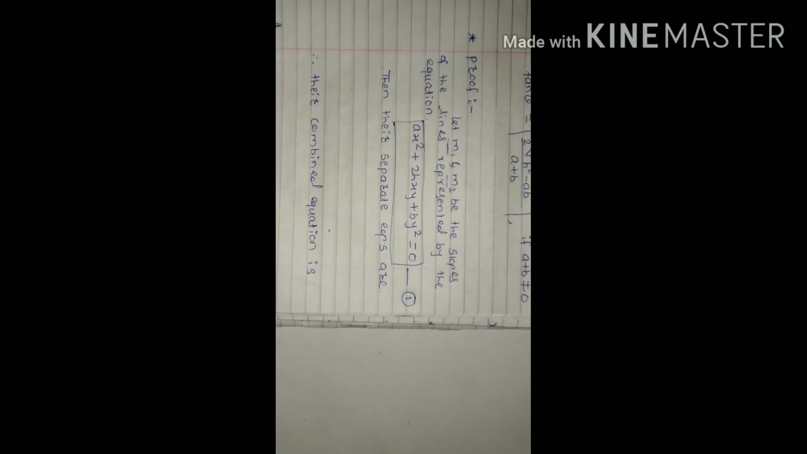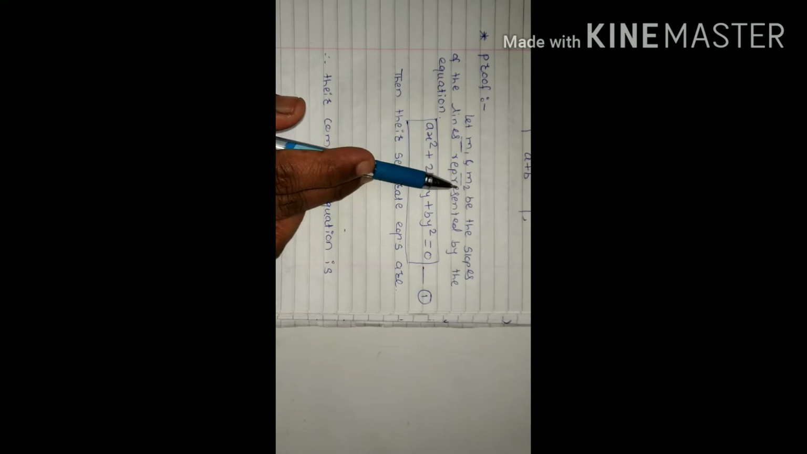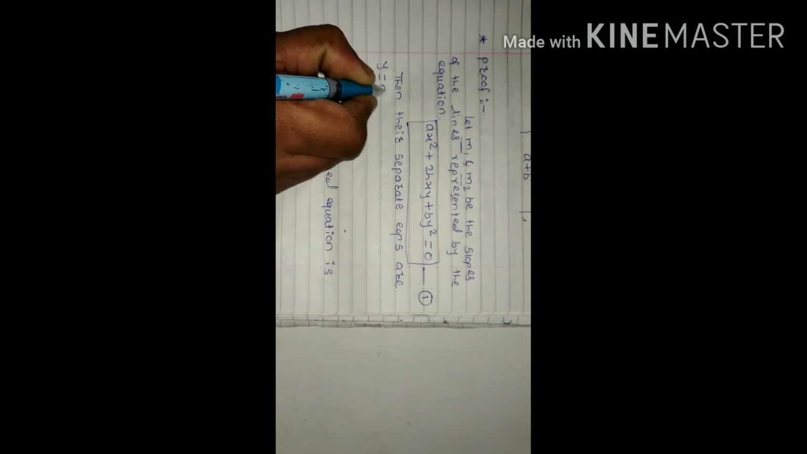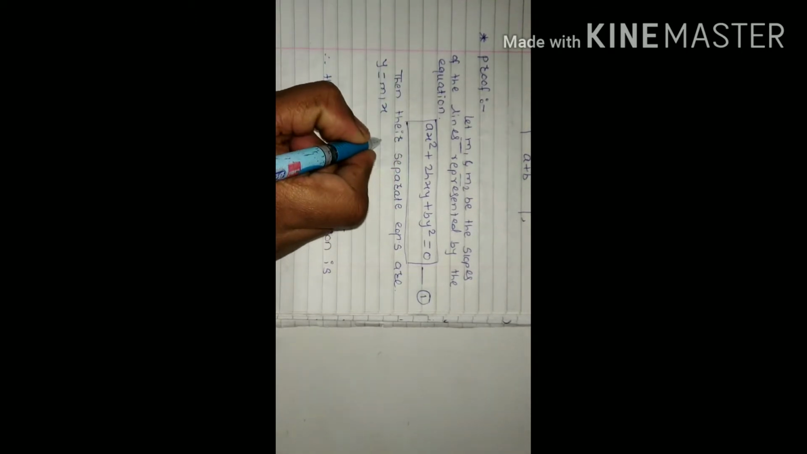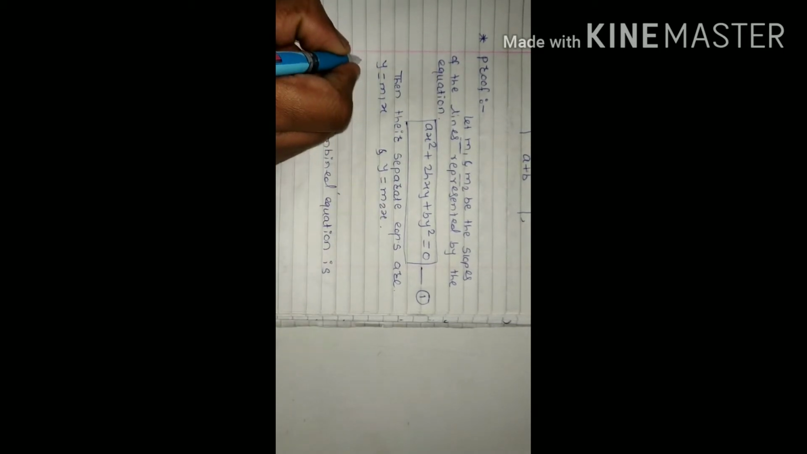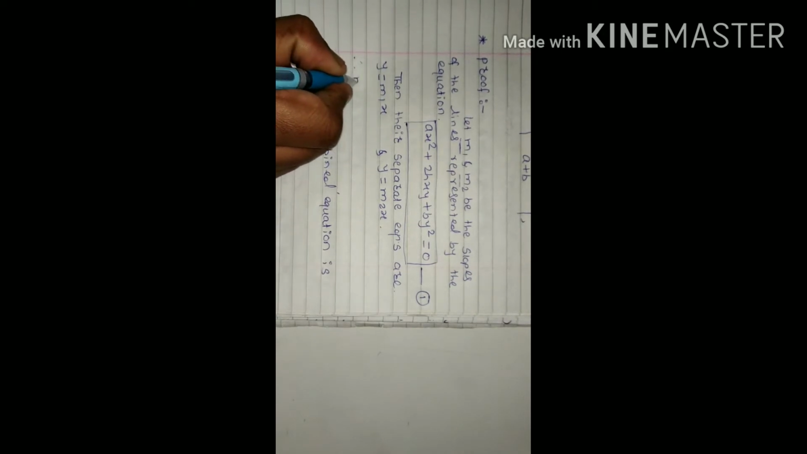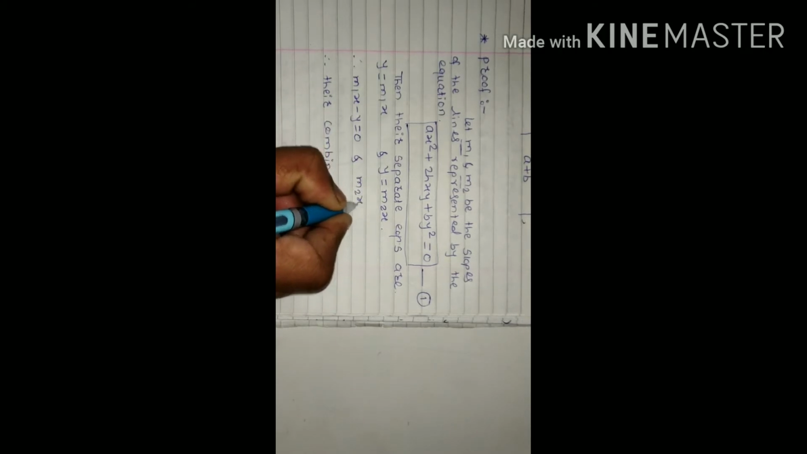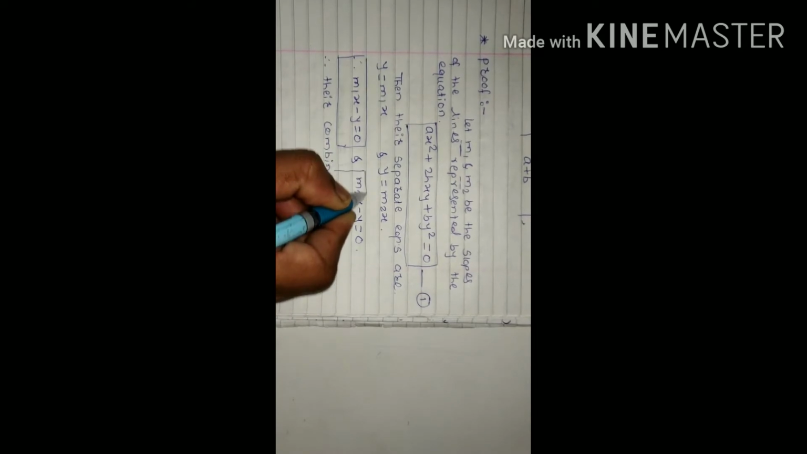Then their separate equations are, we know that the equation of a line passing through the origin is y is equal to mx. Here there are two slopes m1 and m2. That is the reason the separate equations are y is equal to m1x and y is equal to m2x. Therefore we get the equations m1x minus y is equal to 0 and m2x minus y is equal to 0.